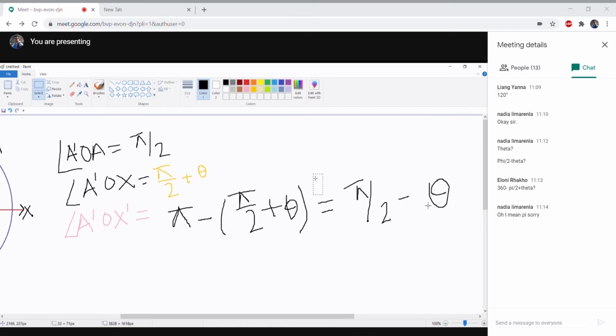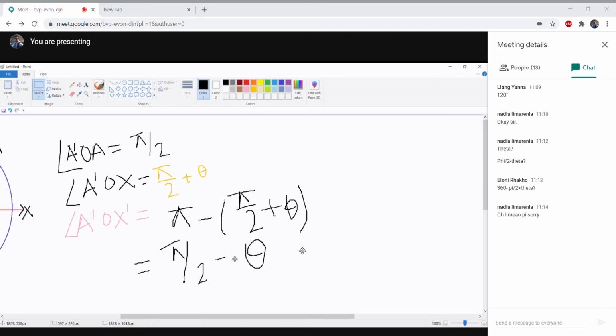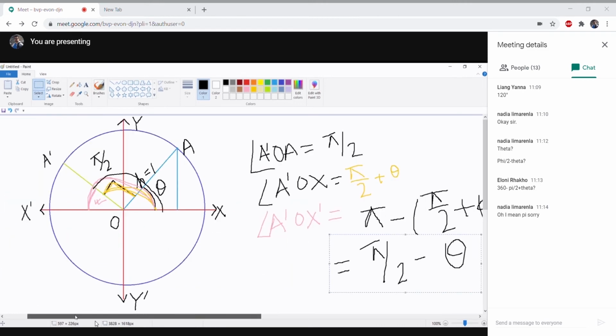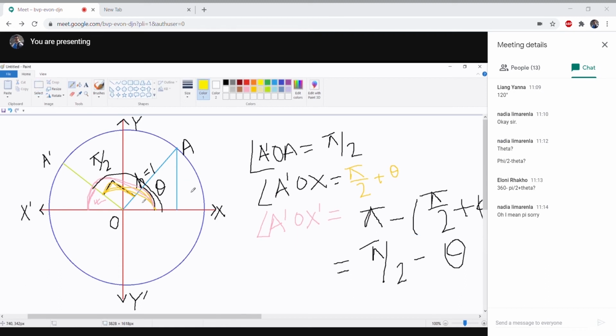How to generalize? We will add 2n pi to any angle to generalize it. Why 2n pi? Look, 2 pi means 360 degree. That means one complete revolution. And what is n? N is any natural number.